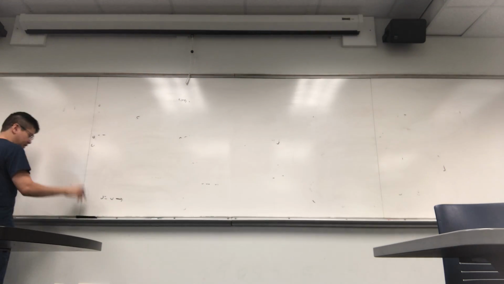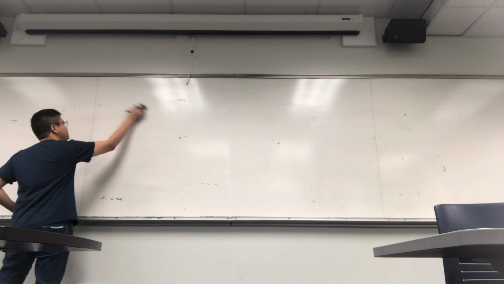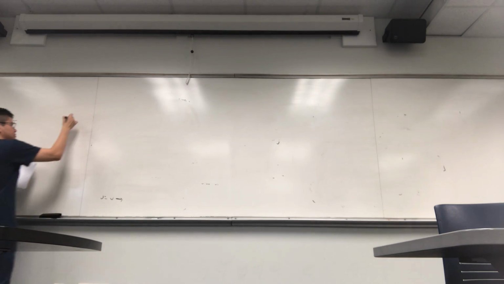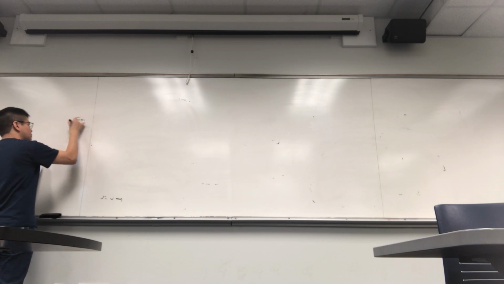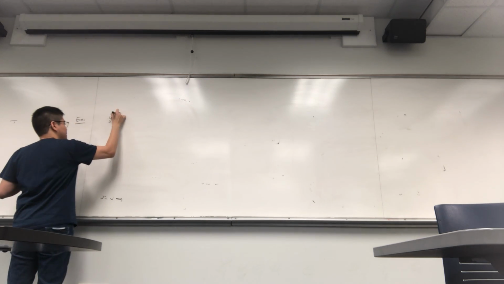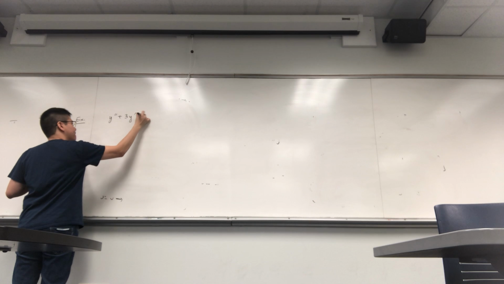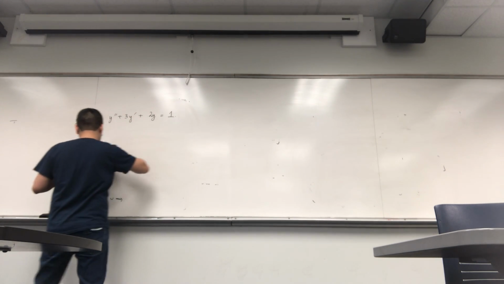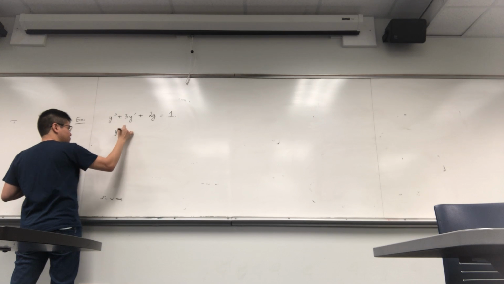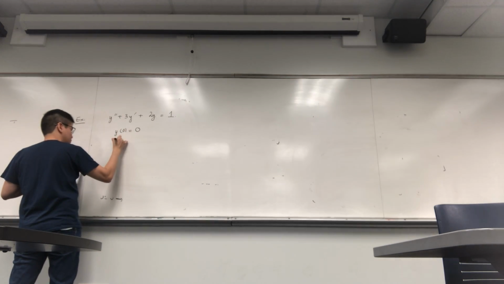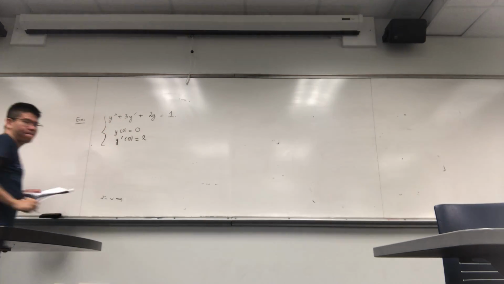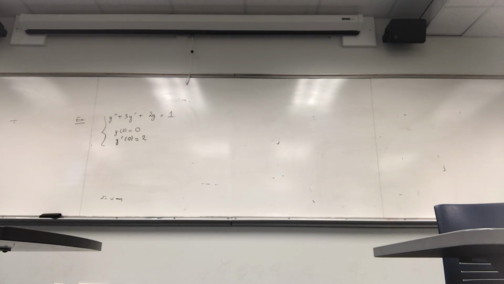So another example is this equation. You have y double prime plus 3y prime plus 2y is equal to 1. y(0) is 0, y prime of 0 is 2. Alright?